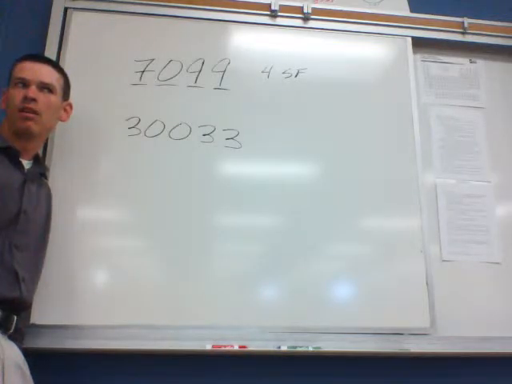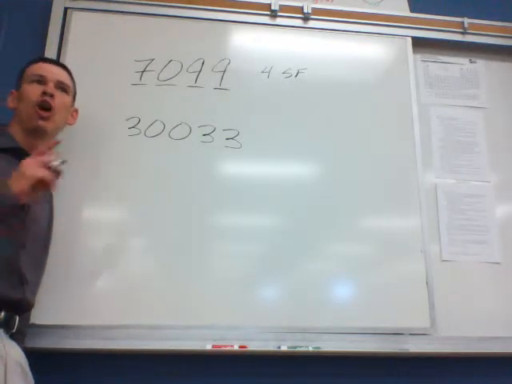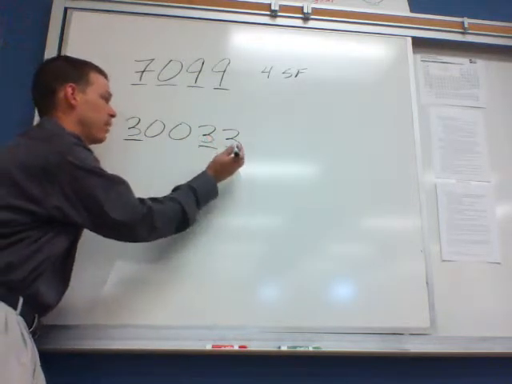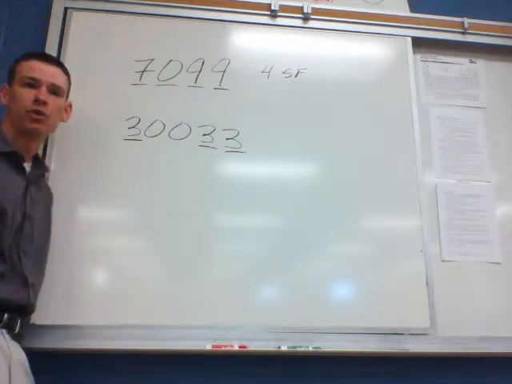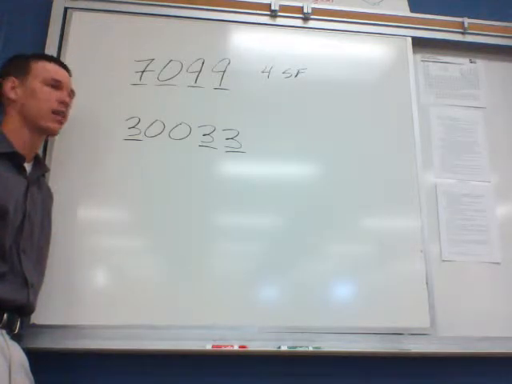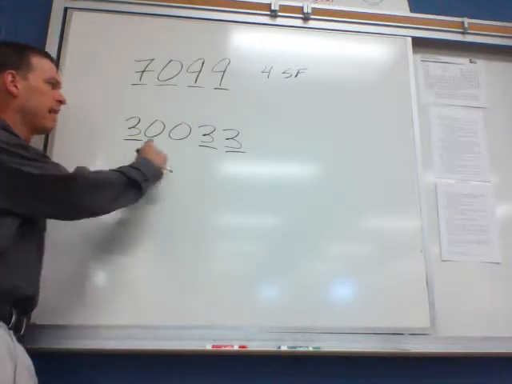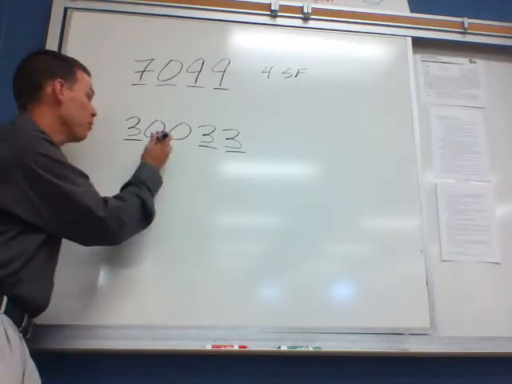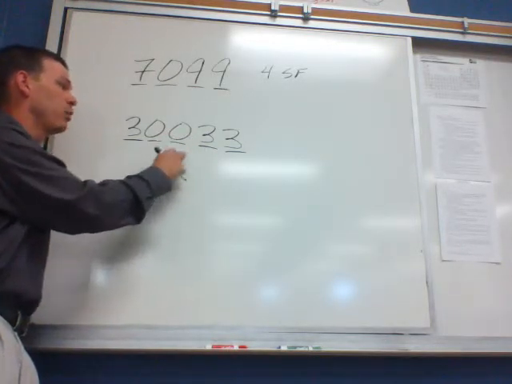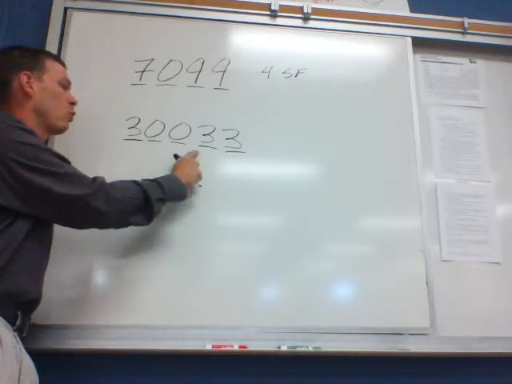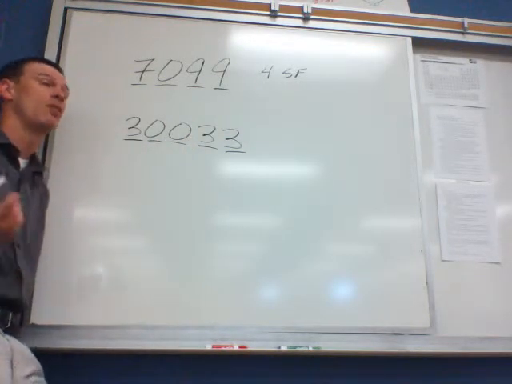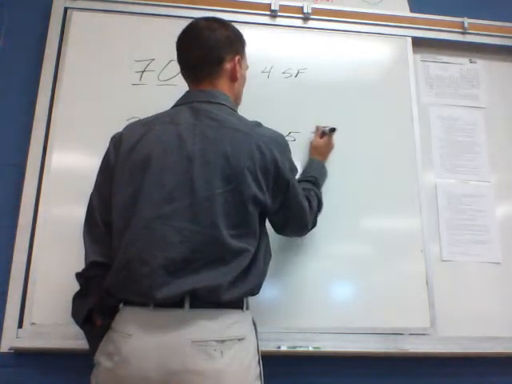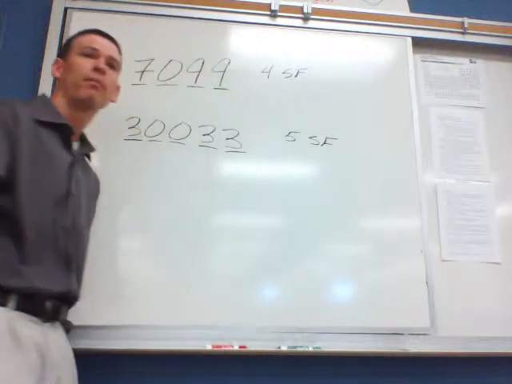$30,033. Starting with rule number 1, non-zeros. I see 3 non-zeros right away. Those 3 guys are definitely significant. Are these guys significant? Yes, they both are, because both of them are sandwiched zeros. Yeah, they're next to each other, but they're both in between non-zeros. They both are not starting or ending the number. 5 significant figures. Any questions so far?